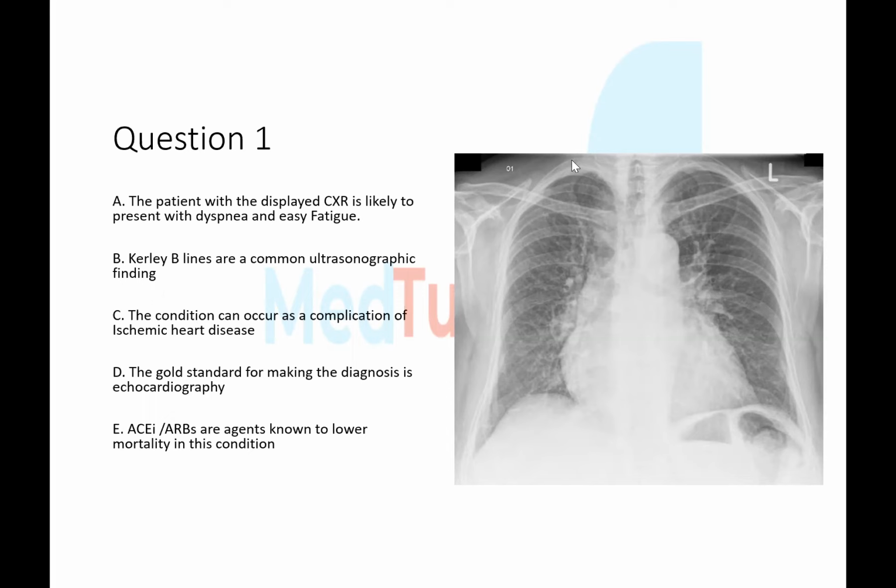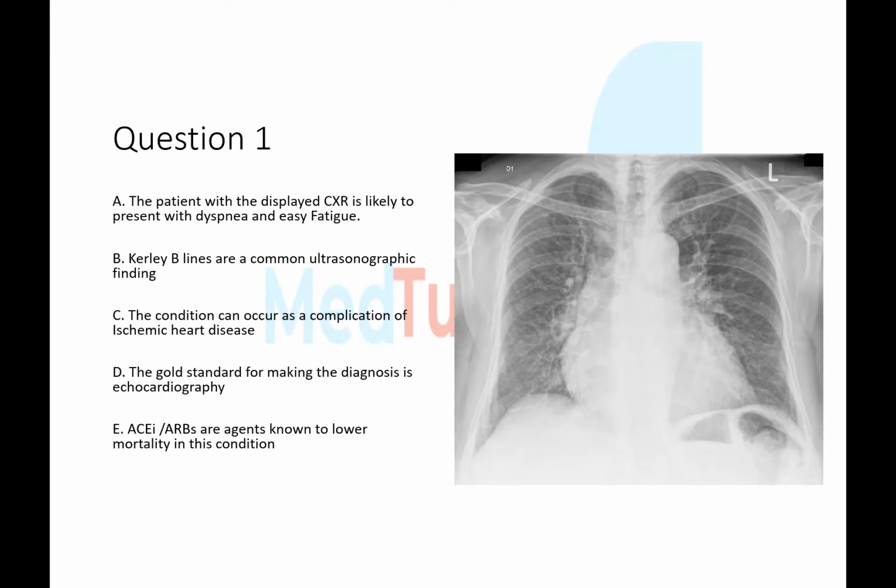Now the next one, the condition can occur as a complication of ischemic heart disease. So definitely, ischemic heart disease can also present with heart failure. Anything that affects the functioning of the heart, whether it is the mechanical part, that is the heart muscles, or the electrical conduction system, can give heart failure. The gold standard for making a diagnosis is echocardiography. While the diagnosis is still clinical, if you want to talk about just one single investigation, then you talk of echocardiography. But even at that, we also know that there can be heart failure with normal ejection fraction. So we should be mindful of that.